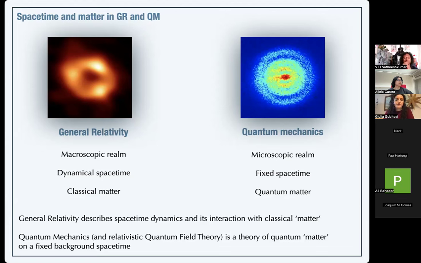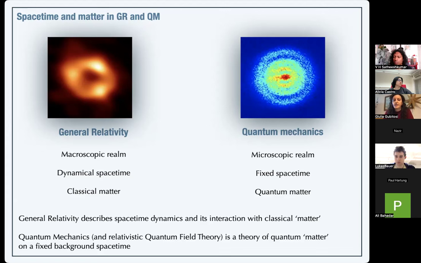So we know that general relativity concerns macroscopic bodies, and it is based on a dynamical spacetime on which classical matter moves. Well, in fact, classical matter and the dynamical spacetime interact according to Einstein's equation, and they influence each other.